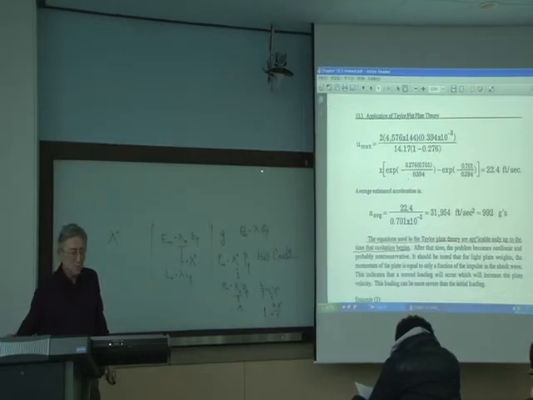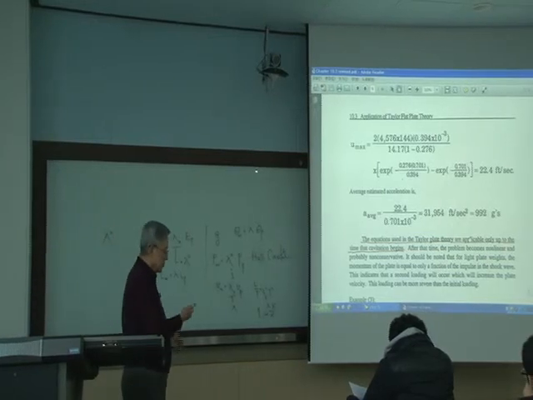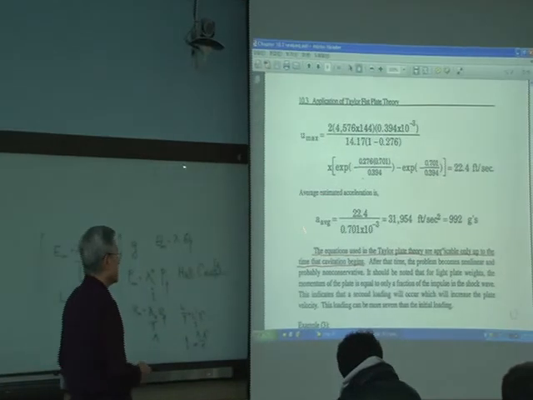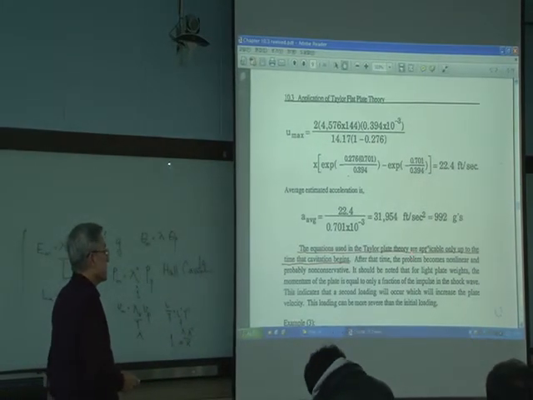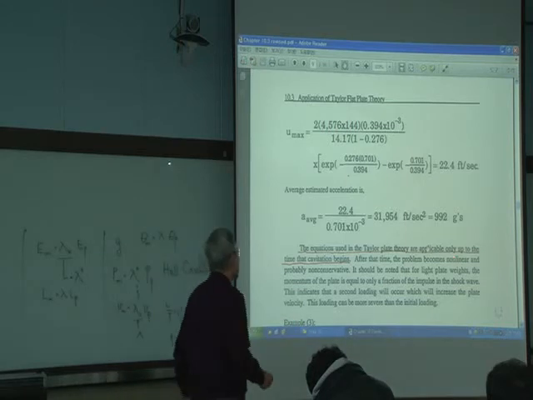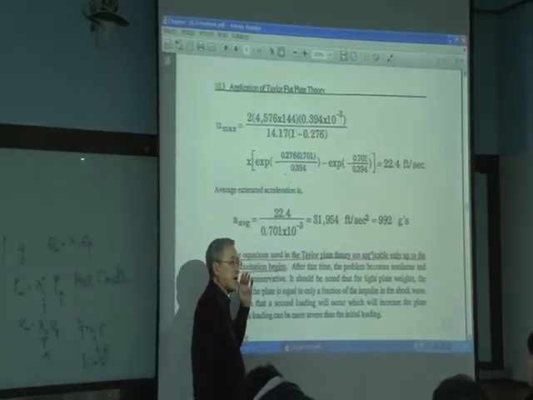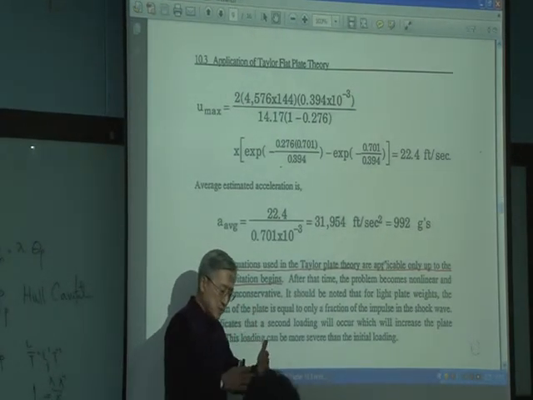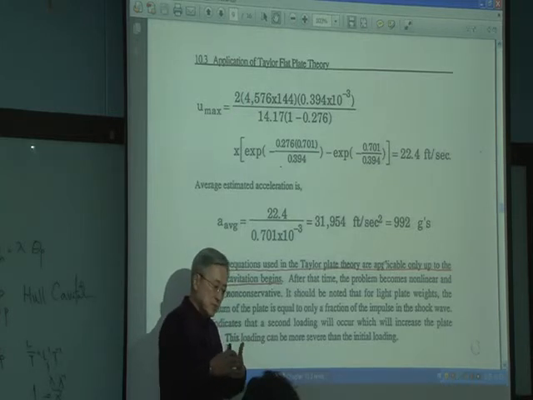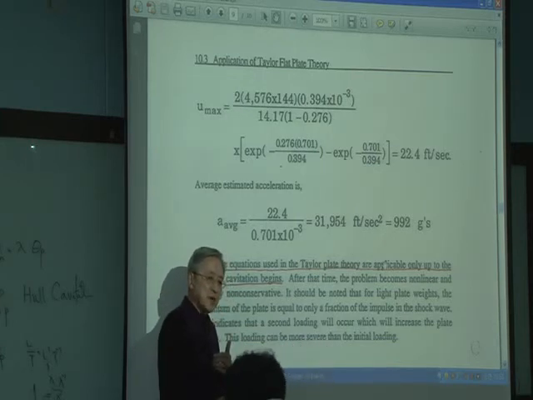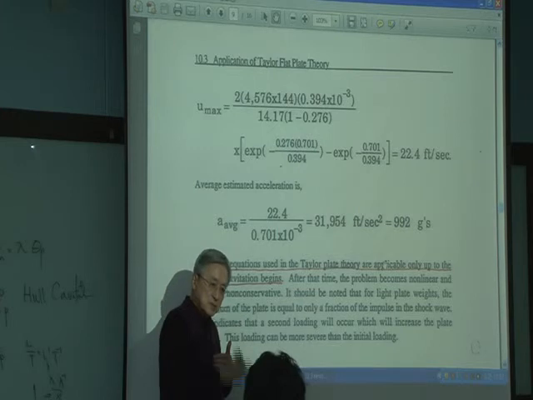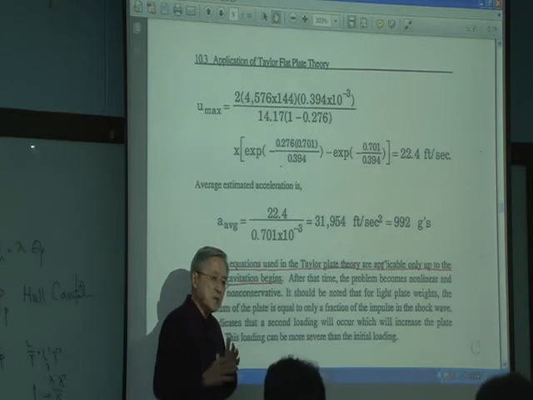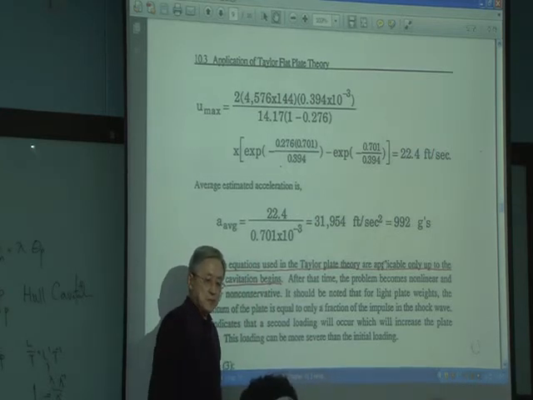So one note here is that the equations used in the Taylor plate theory are applicable only up to the time that cavitation occurs. Cavitation occurs in front of the infinite plate due to the effect of pulling the water. At the time when P1 plus P2 is equal to 0, that time you compute as T naught. Everything is all good up to that point. After that, it's all nonlinear phenomena.